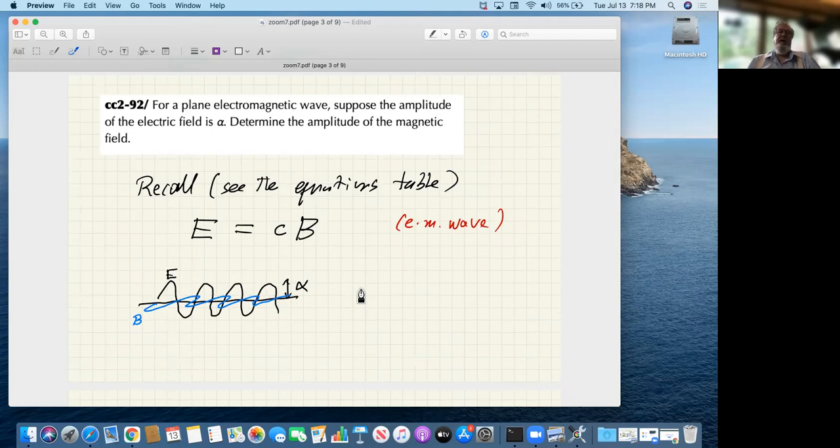That doesn't involve a wave, but of course, displacement current is necessary in order to have waves. Now let's look at a problem which does involve a plane wave. You have a plane wave where the amplitude of the electric field is alpha. What's the amplitude of the magnetic field?